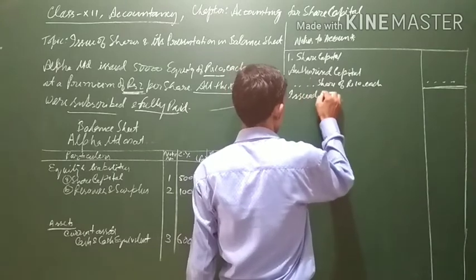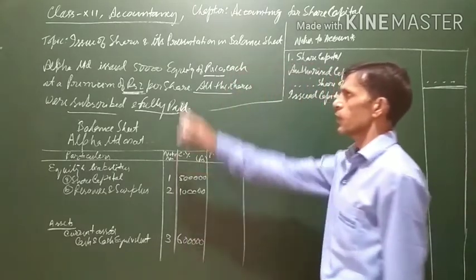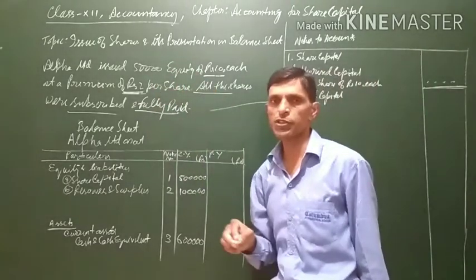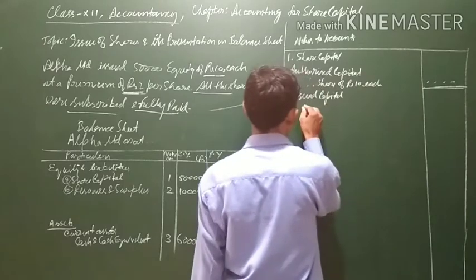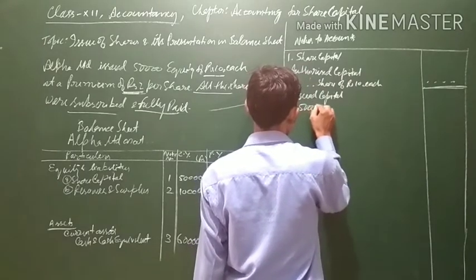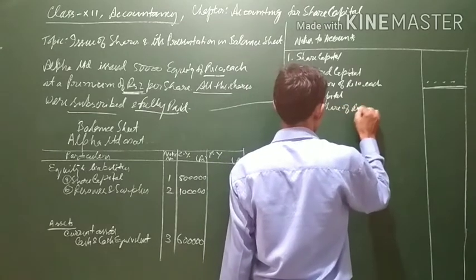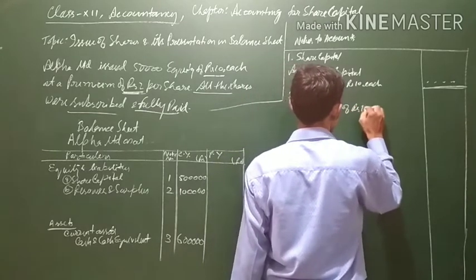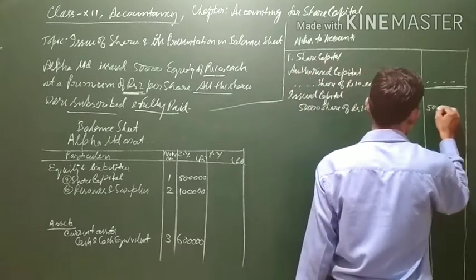Now, authorized capital, then issued capital. Here it is mentioned the company has issued 50,000 shares of rupees 10 each at a premium of rupees 2 per share. So here we can write the issued capital is 50,000 shares of rupees 10 each. It will come to 5 lakh.